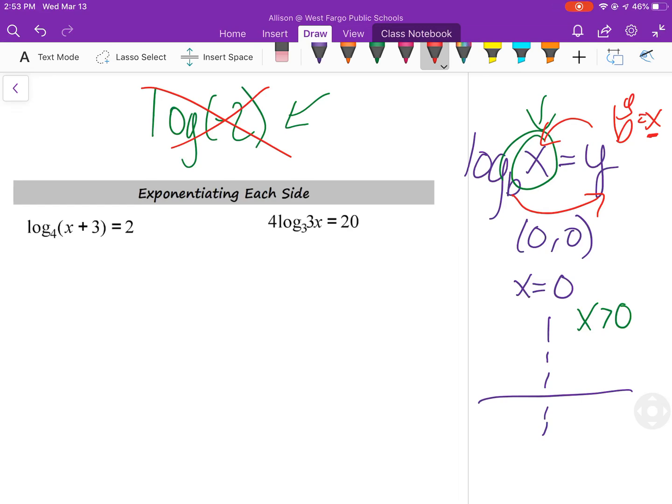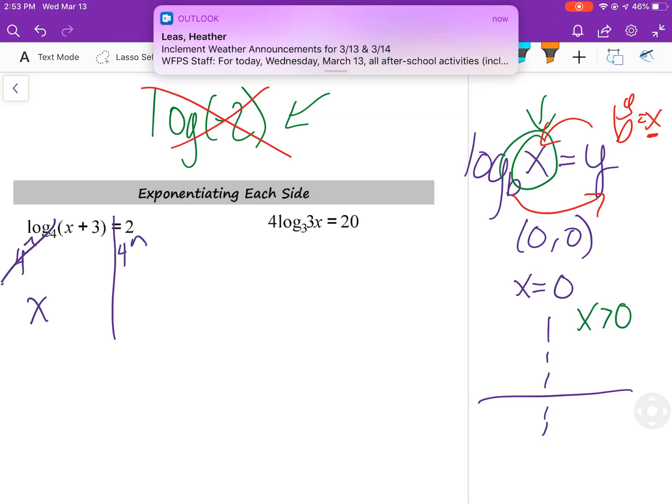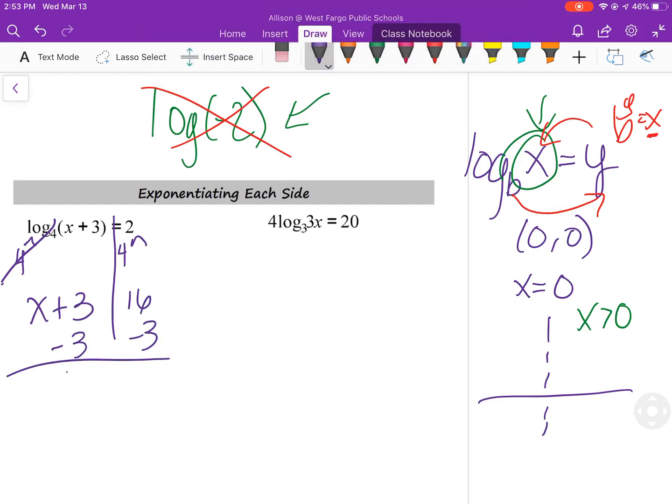Okay, you can exponentiate each side of an equation. So, for example, you could take this as base 4, so you can exponentiate 4 to both sides, because that will undo this part. You'll get x plus 3 equals 4 squared, which is 16. Then you can continue solving. You're going to get x equals 13. If you plug that back in, you're going to get 13 plus 3 is 16. 4 squared is 16. That works.